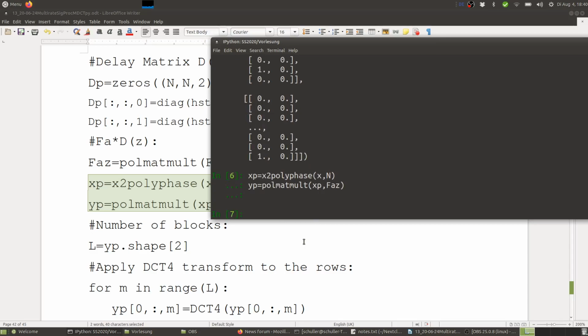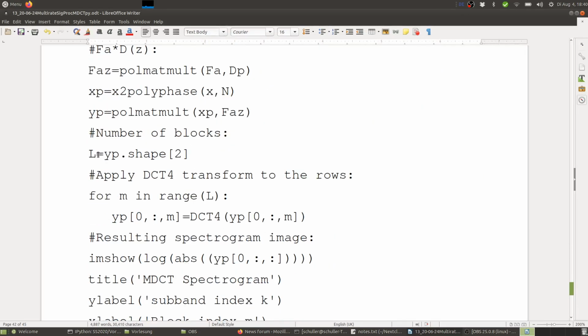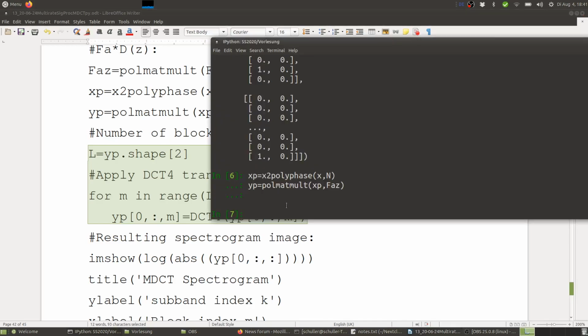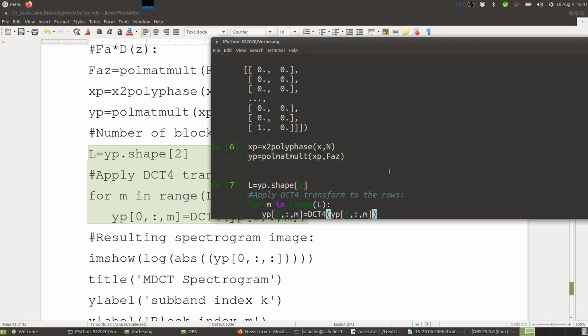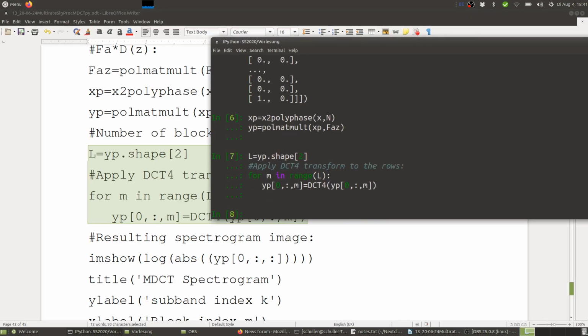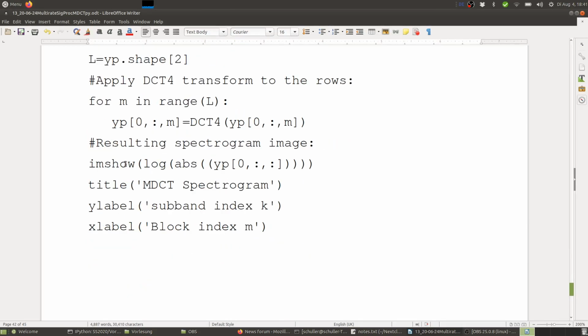So now you'd see it takes a moment, but now it's done, right? Now it processed the entire signal and multiplied it with our folding matrix FA of Z. And now we can apply in the next step the DCT4 to each of the blocks. Here I'm using a for loop, which is not really the fastest implementation, but actually it's quite fast here. You can see it just taking a moment, and now we're already done with the MDCT.